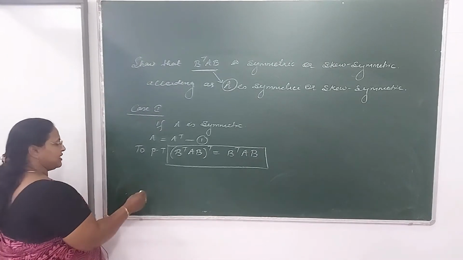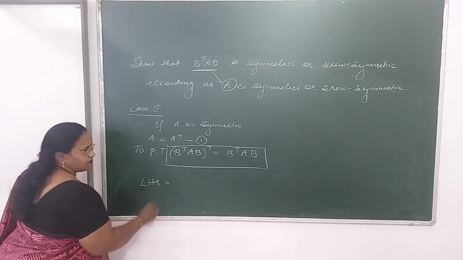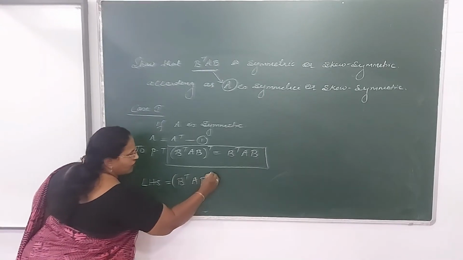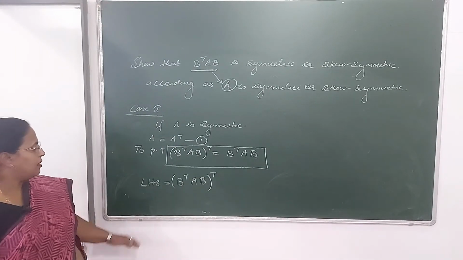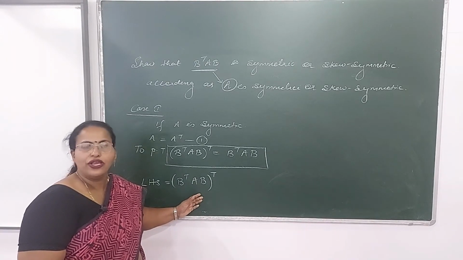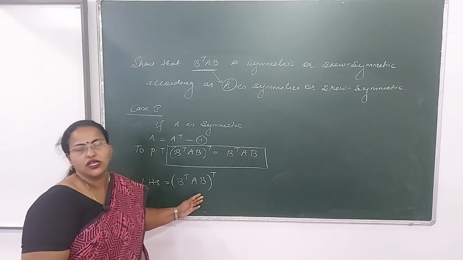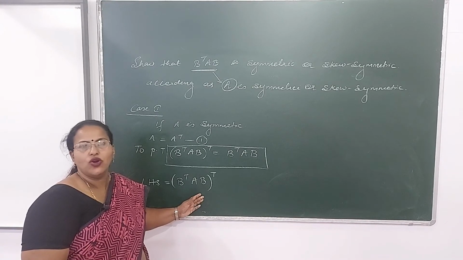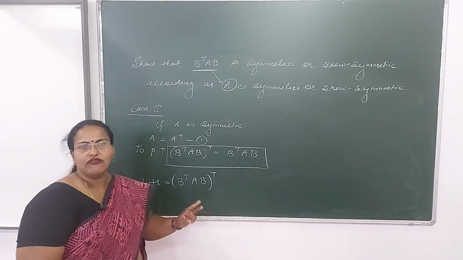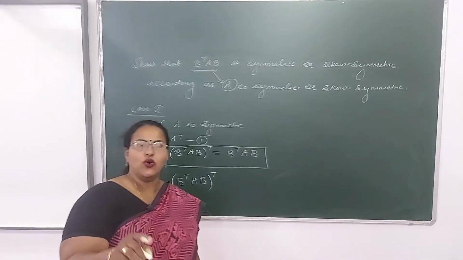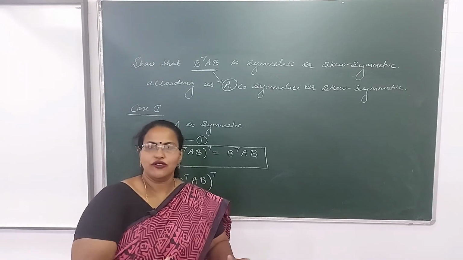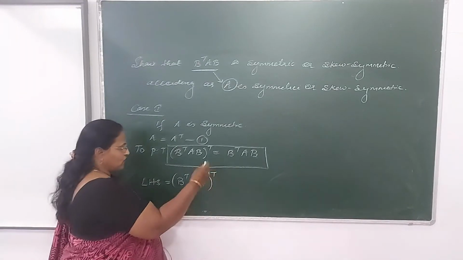Okay, let us take the left side, LHS. Now what is the LHS? B transpose AB whole transpose. In between, multiplication sign is there. So we'll apply the property of transpose, the reversal law here. AB whole transpose is B transpose into A transpose. Likewise, if three matrices are there, then ABC whole transpose will be C transpose B transpose into A transpose. So the reversal law here will be applied. So let us go for this.